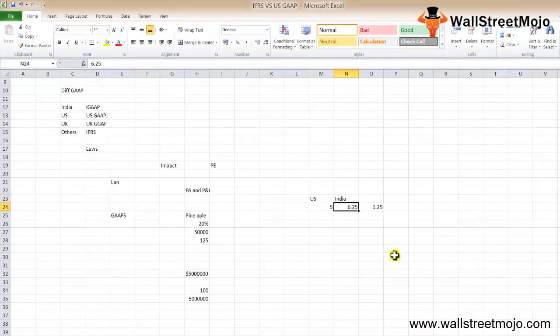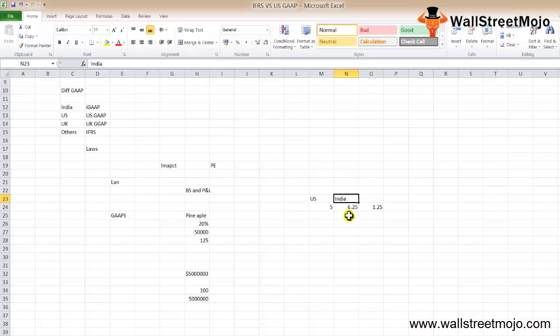Now, as per the US GAAP, revenue is measured as per the fair value of the economic benefits, which in simple terms means net of discounts and rebates, while IGAAP, that is in India, is measured at the gross value of the economic benefits, that is inclusive of the cash discounts.